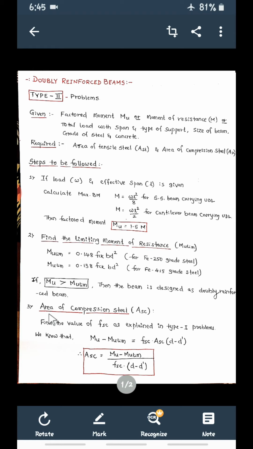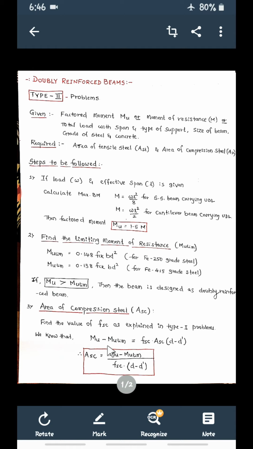Okay, then you have to calculate the area of compression steel, ASC, which is provided at the top of the beam. So how will we find ASC now? If you want to calculate ASC, first you have to calculate FSC. Find the FSC value as explained in type 1 problems, that is by referring to the table in the SP16 code book. Whatever procedure we used in the type 1 problems, use it to find out FSC.